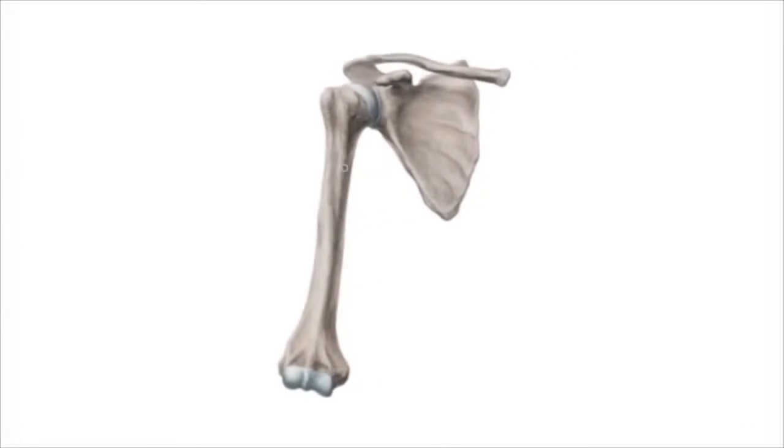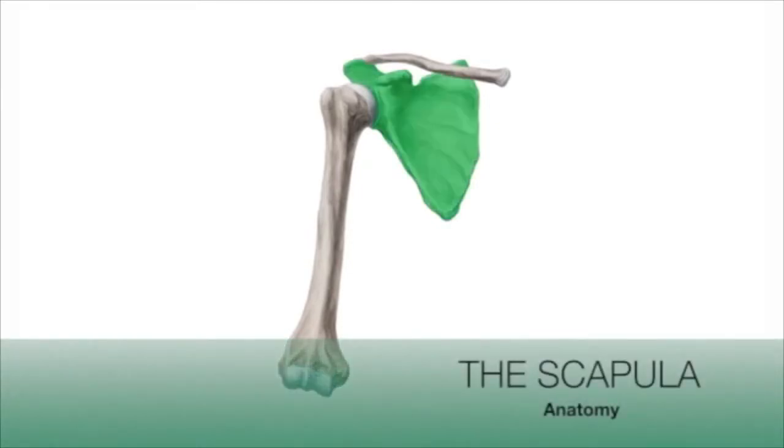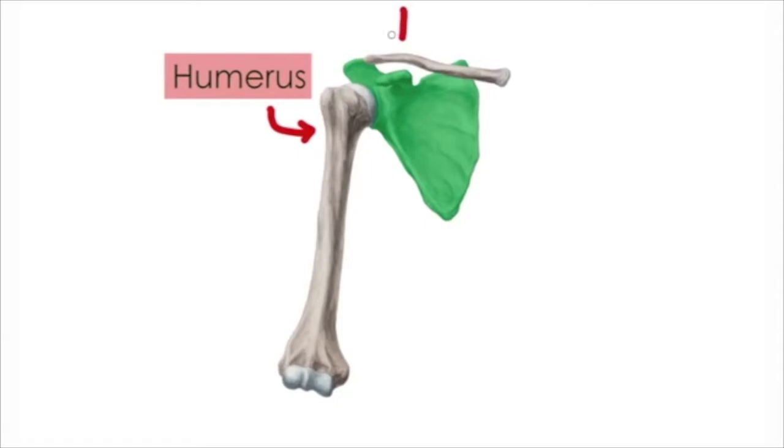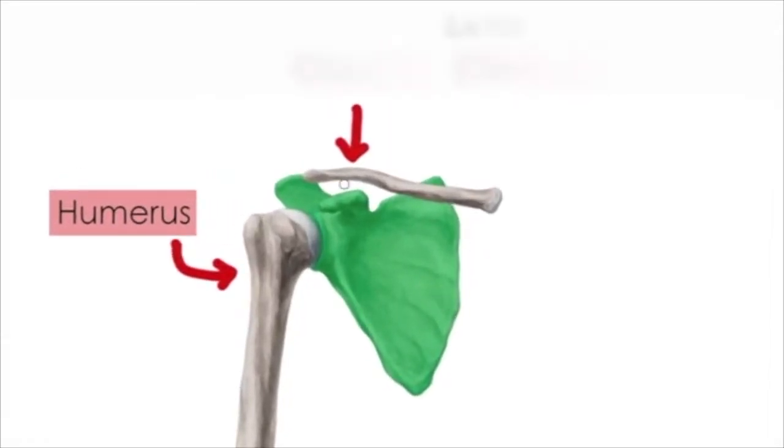Now that we just completed the humerus, it is time to move on to this flat, triangular shaped bone known as the scapula, seen here in green. It is also known as the shoulder blade because it is one of the major bony components of your shoulder. Now, in this image you can see two other bones that articulate with the scapula. The first one located laterally is the humerus, and superiorly, you can find the clavicle.